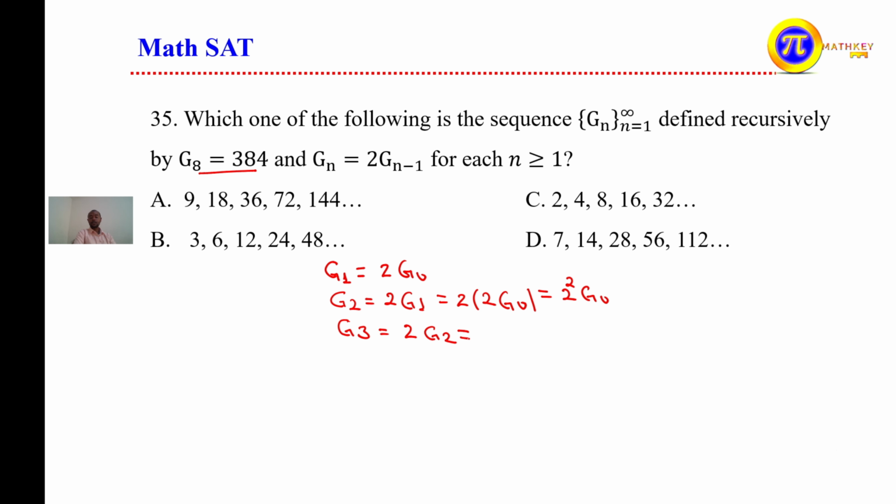We represent g_2 in terms of g_0. We have 2 times 2 squared times g_0, which is equal to 2 to the power of 3 times g_0. So in this way, this implies g_n is equal to 2 to the power of n times g_0.